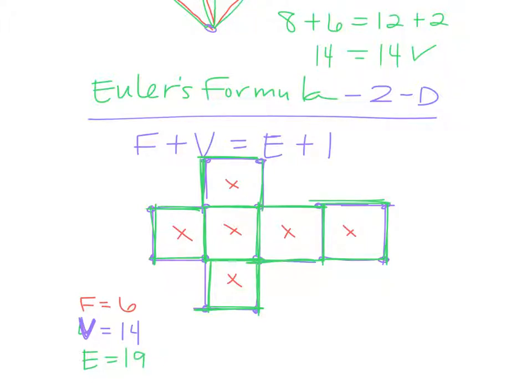Okay, so now look at Euler's formula. It's f plus v equals e plus what for 2-dimensional? Plus 1, right? So you're going to go, does that make sense? 6 plus 14 equals 19 plus 1. This Euler guy was pretty intelligent because he figured it out. It does make sense. So 20 equals 20, and that works out.